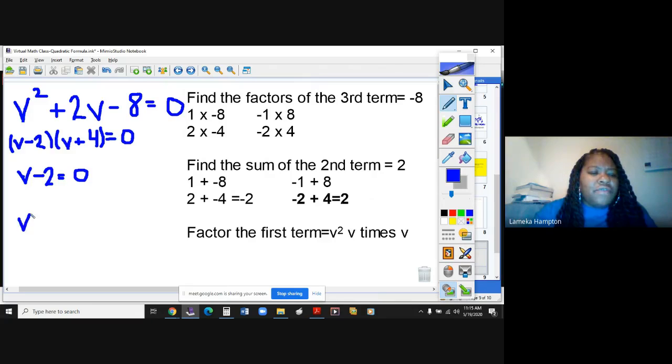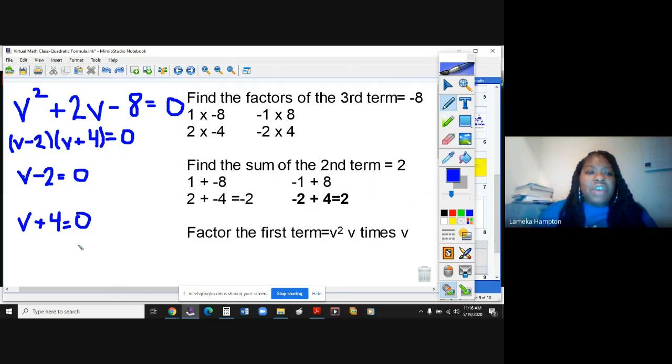And you also have v plus 4 equal to 0. The reason why we have this is because we are now dealing with an equation. And remember, in order for us to solve equations, they have to be equal to something. So all I've done was take each binomial, the v minus 2, and set it equal to 0. And I also took the v plus 4, and set it equal to 0.